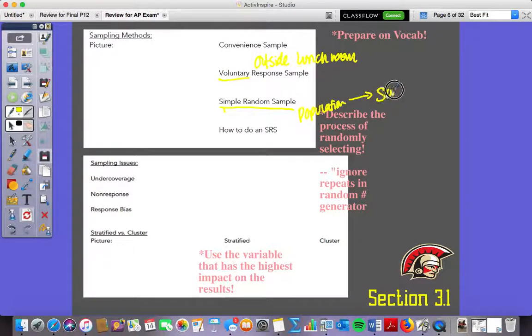And we take a sample at random from them.